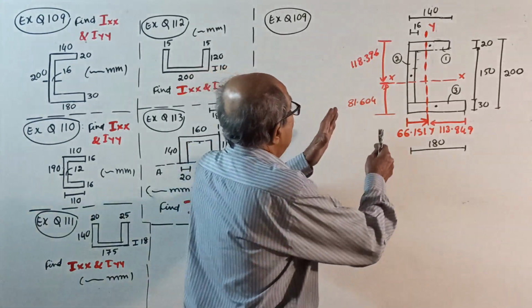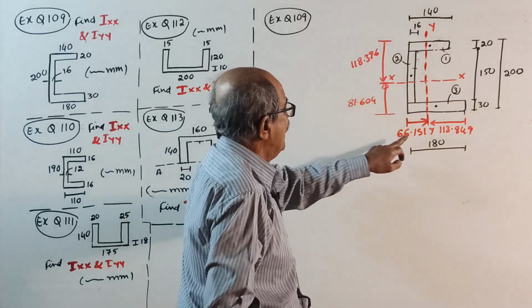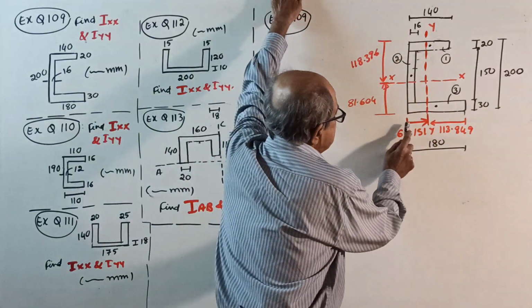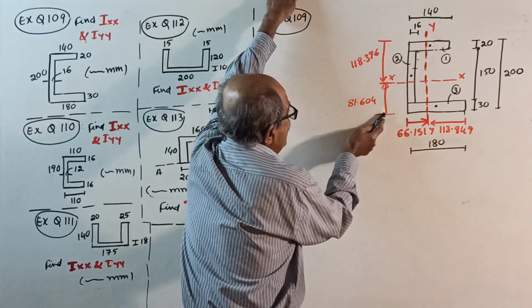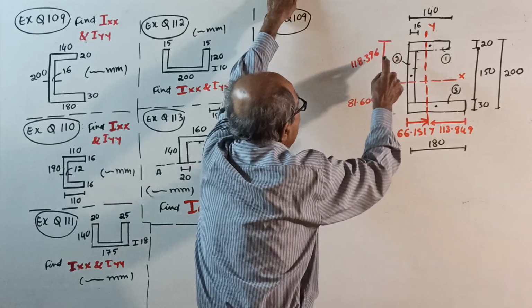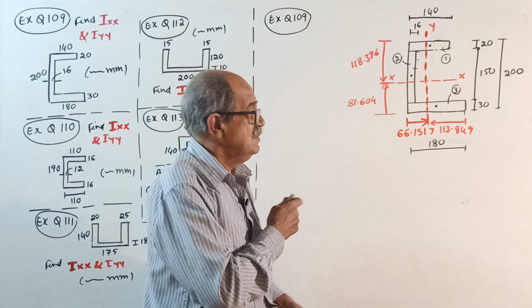Okay, first see. Find x bar, find y bar, wherever you want to find it. I entered the answers: 66.151, 113.849, 81.604, 118.396. This you have to calculate. This I cannot explain.